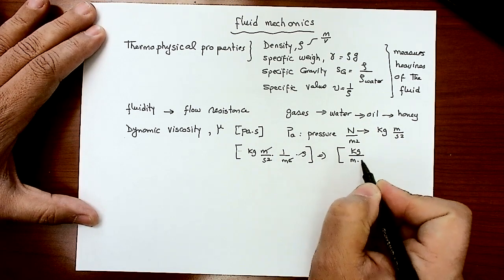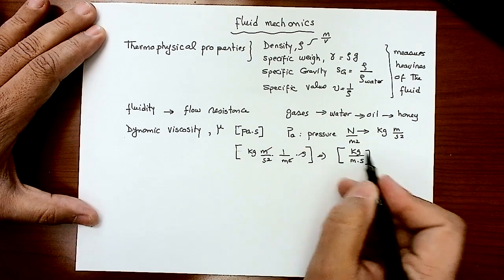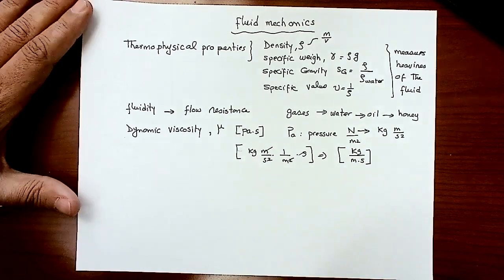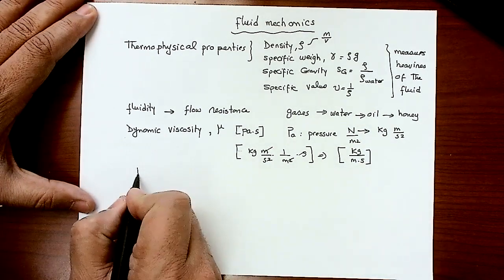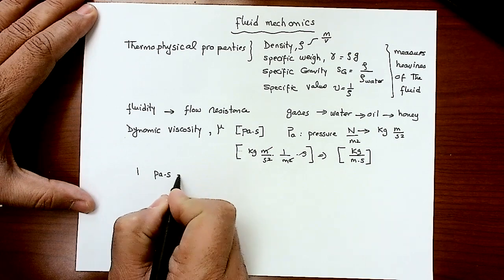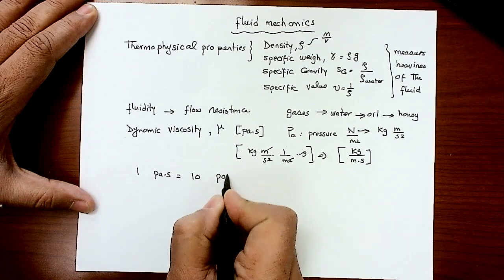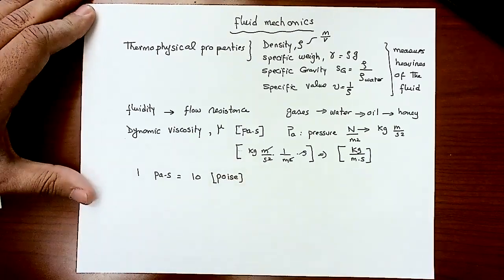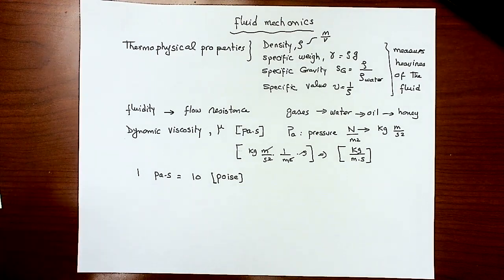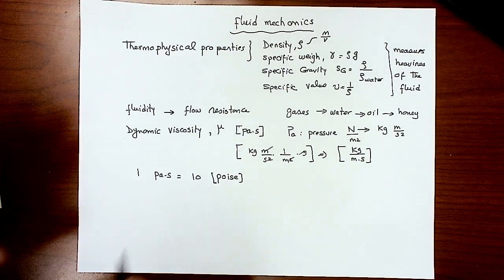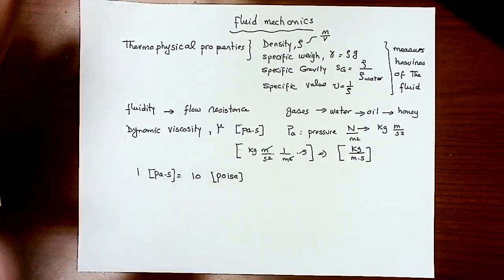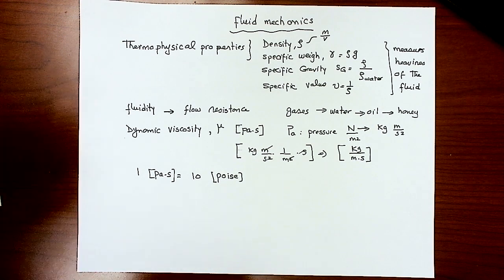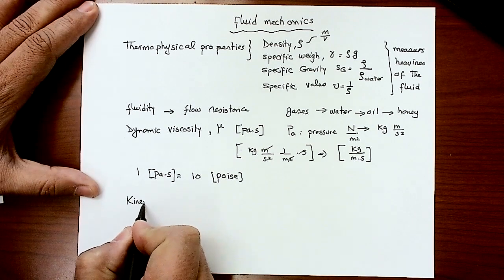So either it's Pascal second or kilogram per meter second. One other unit we use for the dynamic viscosity is the poise: 1 Pascal second is equal to 10 poise. Poise is another unit we use a lot for viscosity. They are related by a factor of 10. That's the dynamic viscosity. The second type of viscosity we call the kinematic viscosity.